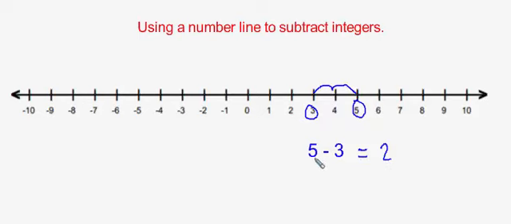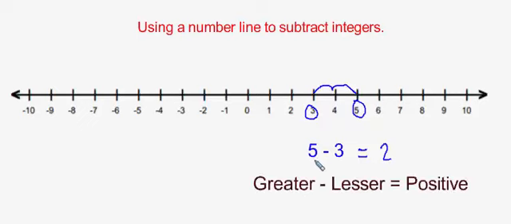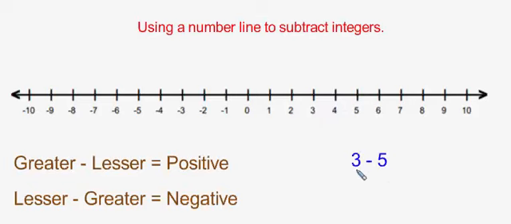It turns out that I know the answer is positive 2 because I took a number that was greater and subtracted off a number that was lesser. Whenever you take a number that's greater and subtract off a number that's less than that, you're going to end up with a positive result. So imagine having $5 and somebody took 3 away, so you'd still have money left, and this would be considered positive. Now let's consider if we switch the order.